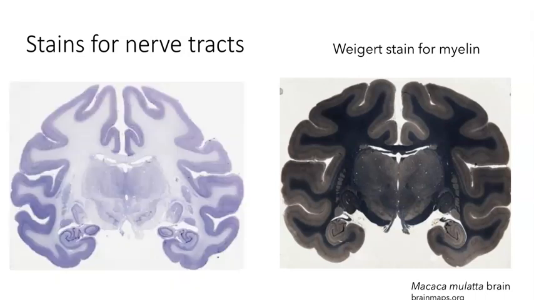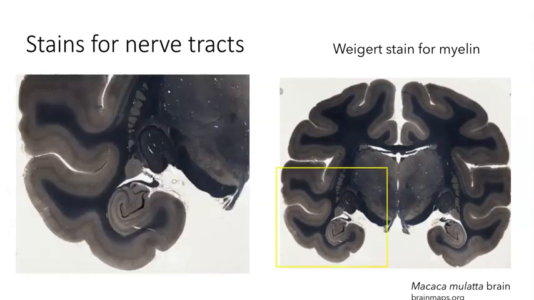So I think the best way to see how Weigert stain works is to compare it to a Nissl stain section. So these are both brains from macaques, and they've both been stained. And you can see that what is blue-purple in the Nissl stain appears relatively light in the Weigert stain, and what appears white in the Nissl staining is black in the Weigert stain section.